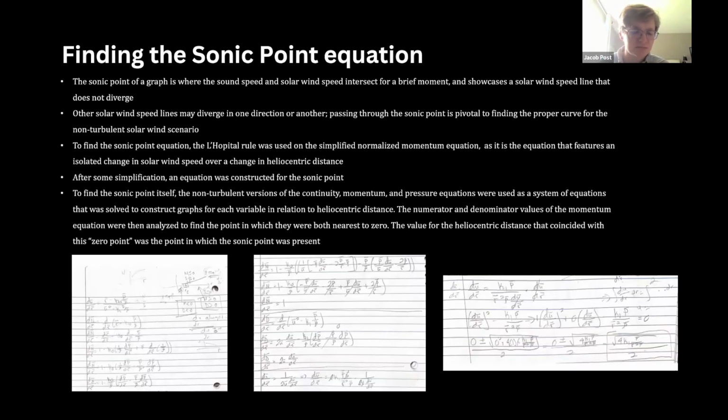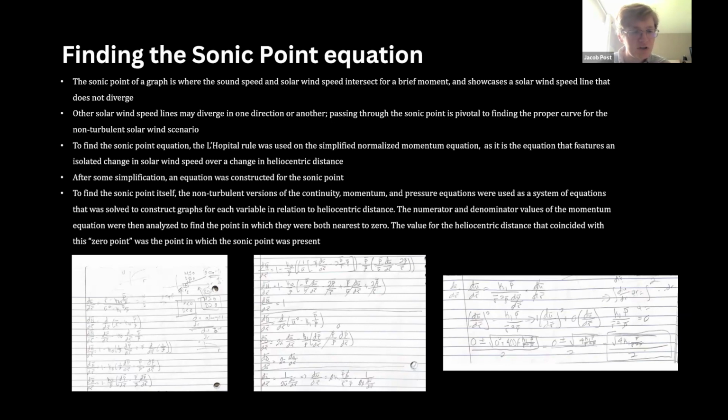And so before I continue on to the code that I wrote for both scenarios, I need to talk about the sonic point. The sonic point is essentially the point where the sound speed and the solar wind speed are the same. Finding this sonic point is important because passing through it allows for our curves that are created with our programs to converge. In cases where the sonic point is not met and passed through, our curves tend to diverge, leading to data that we can't really use to come to any foregone conclusions.